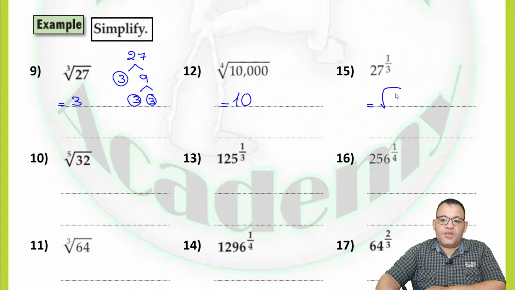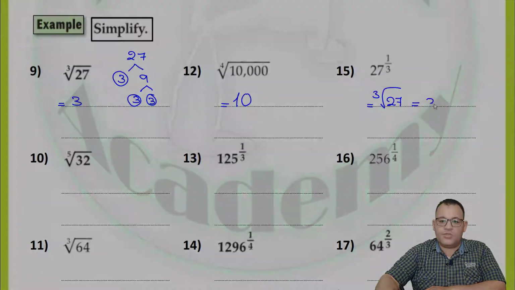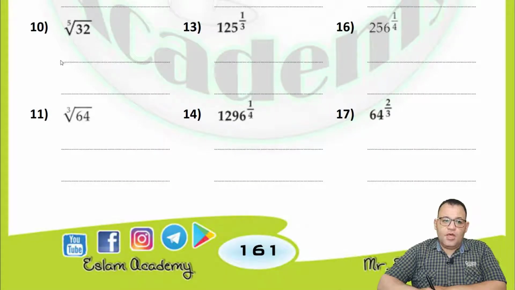It means the cubic root of 27. We just find the cubic root of 27, which is equal to 3. The fifth root of 32. If you use the calculator, you can find it directly and it will be 2.